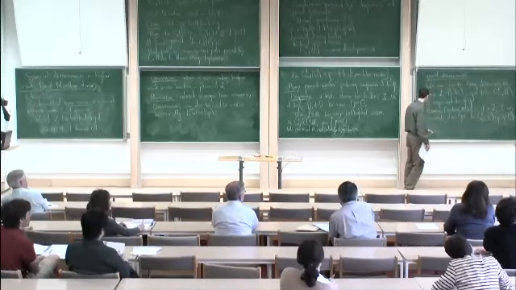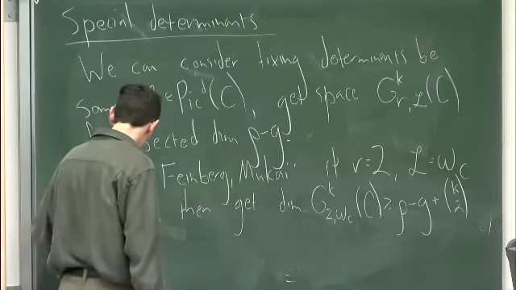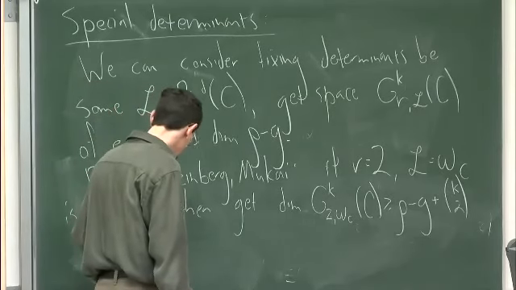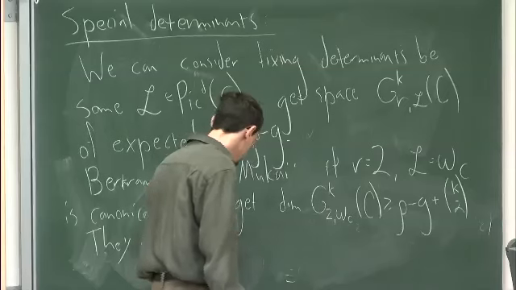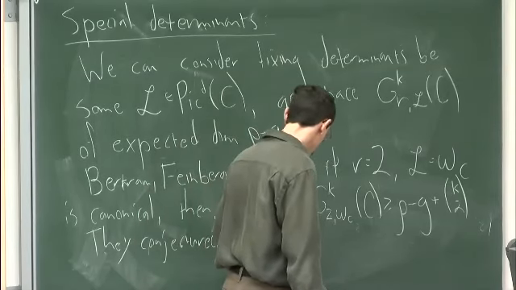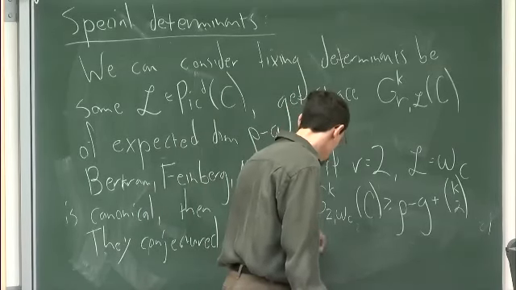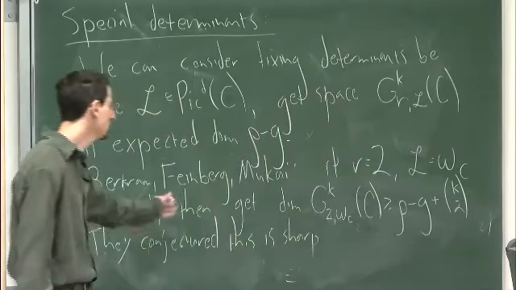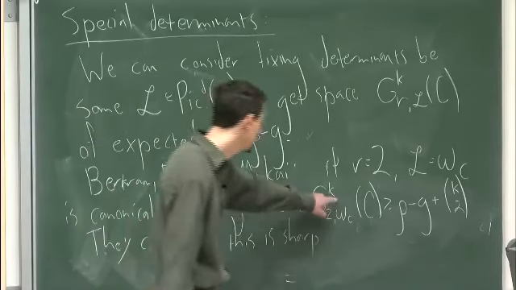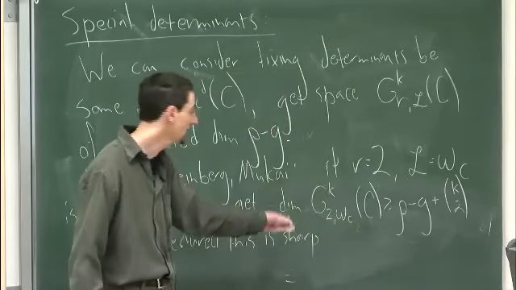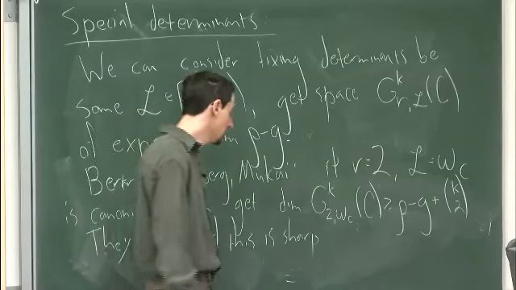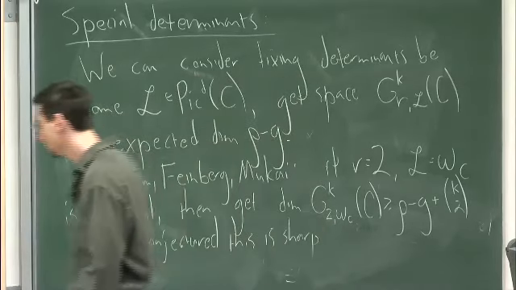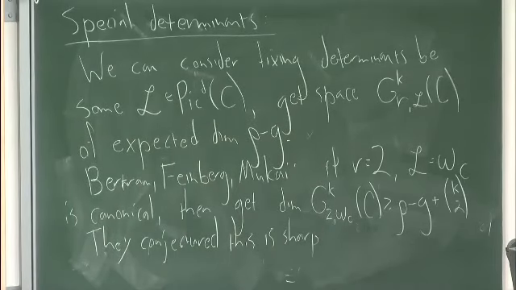Maybe the one thing I will say is that they conjectured that this is sharp. So they made very precise conjectures about what this space should look like, and basically that it should be analogous to the classical Brill-Noether situation. And that conjecture has seen some progress, but at least some parts of it are open.